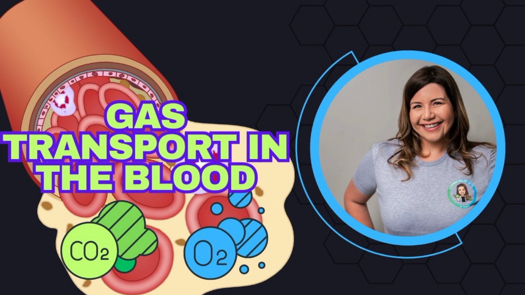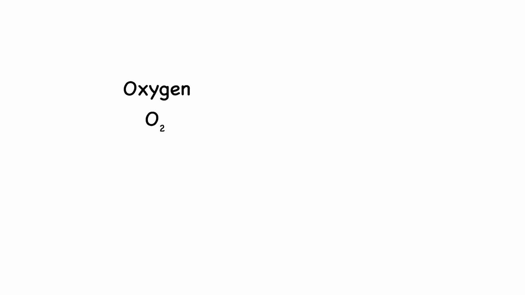Today, we will be discussing the transport of oxygen and carbon dioxide in the blood. In previous videos, we have discussed how the blood is responsible for transporting gases between the lungs and cells of the body. In this video, we will specifically discuss the chemical reactions that happen to aid in gas transport and exchange. Let's start with oxygen.